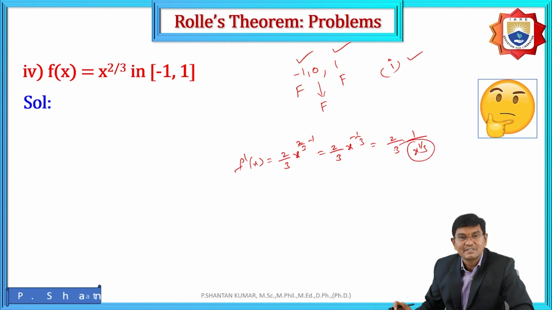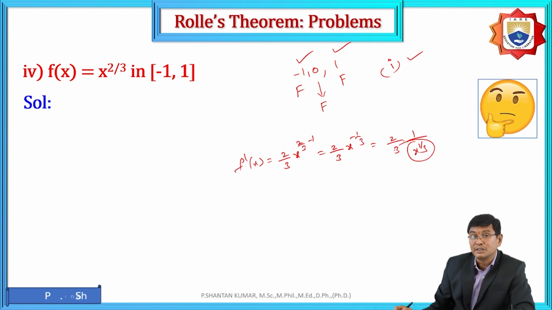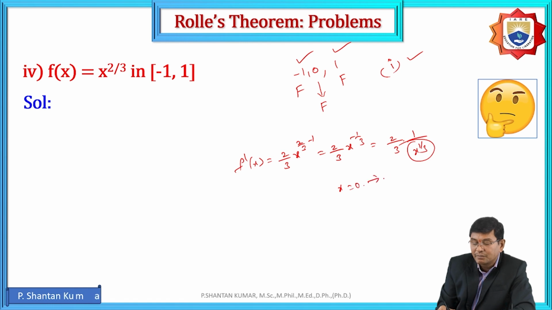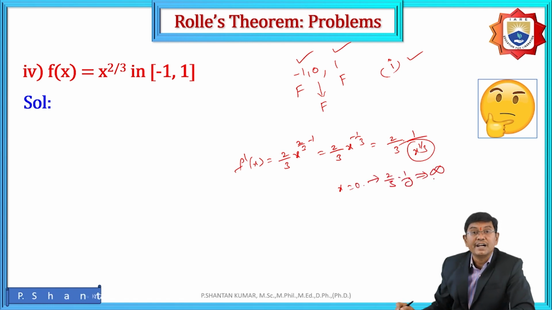The denominator, that means here the limits are minus 1 comma 0. Therefore, the value is 0. At x is equal to 0, what is the value? The value is nothing but 2 by 3 into 1 by 0. The value is nothing but infinity.